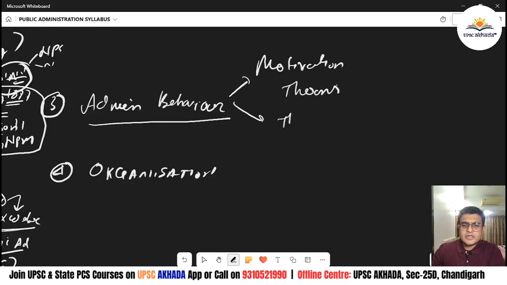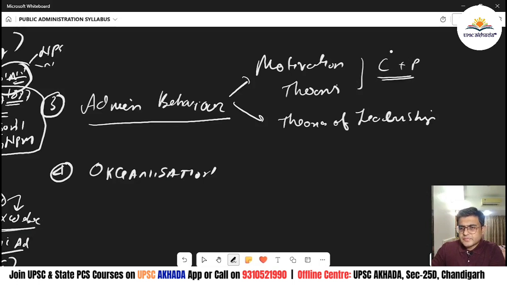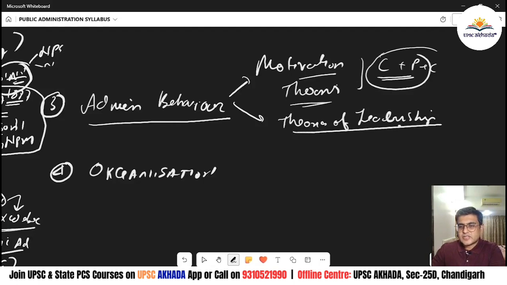Then theories of leadership. See, motivation theories: there are content theories, process theories, and contemporary theories. Herzberg and Maslow are included in this. These are motivation theories. And theories of leadership: there are modern theories, trait theories, and behavioral theories of leadership.